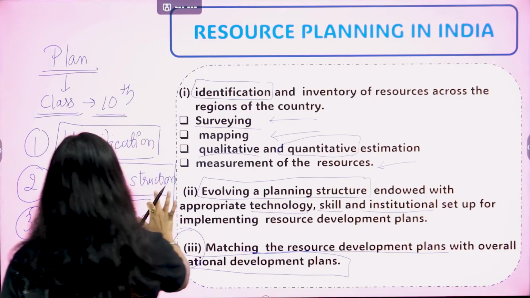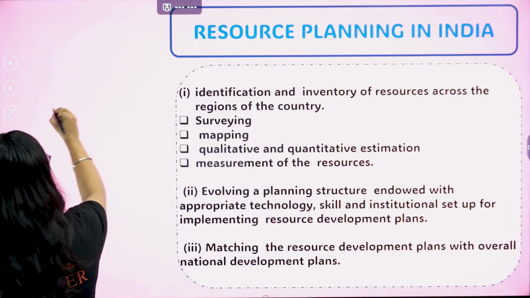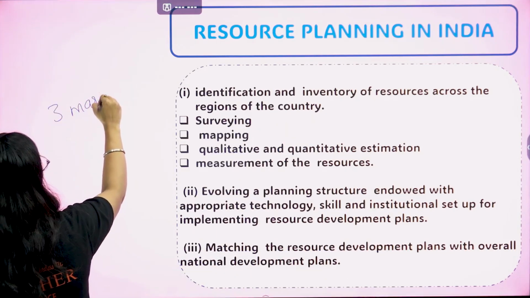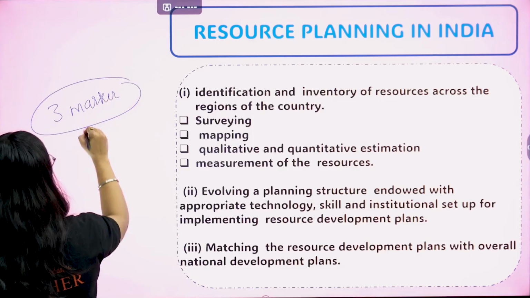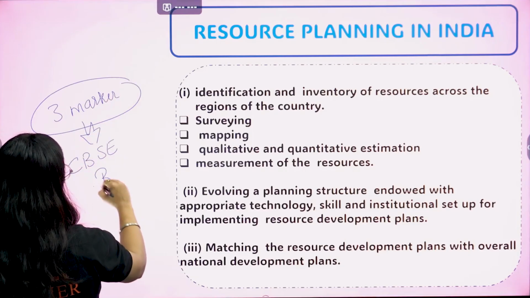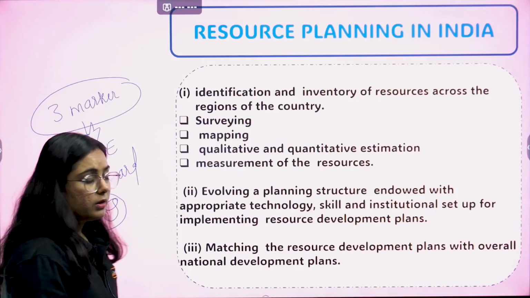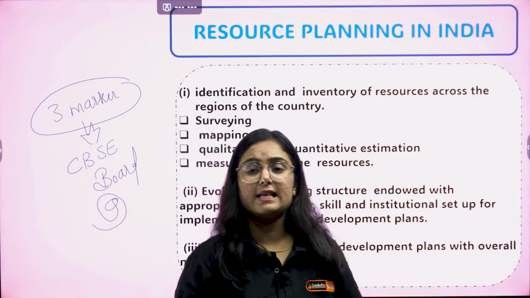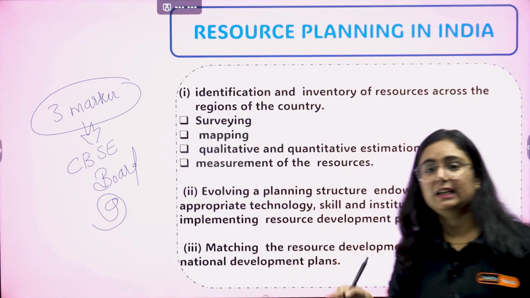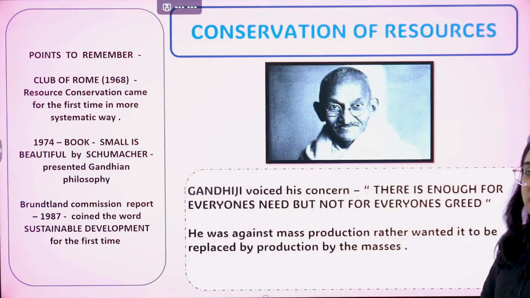Now what is important from this topic, ma'am? So beta, this is the favorite 3-marker question asked by CBSE board every year. And the question is such that: write in detail about the resource planning in India. You just need to highlight these 3 points. Hope it is done by you.